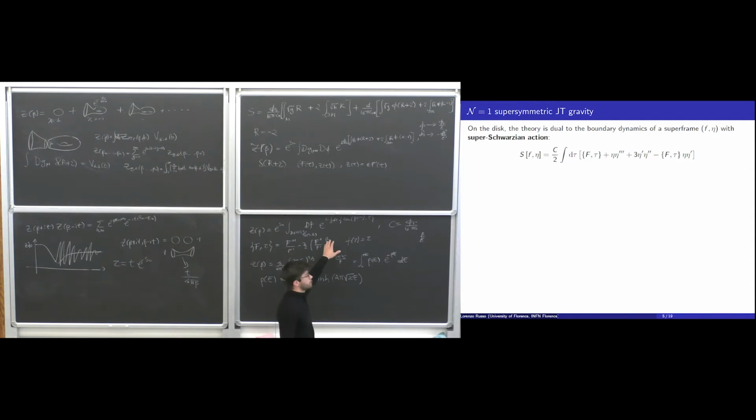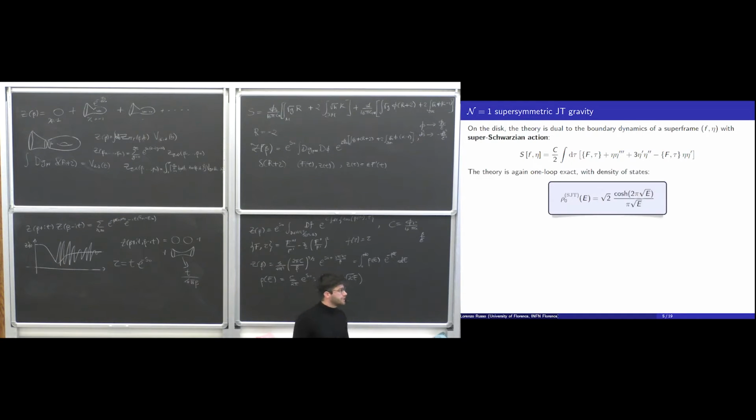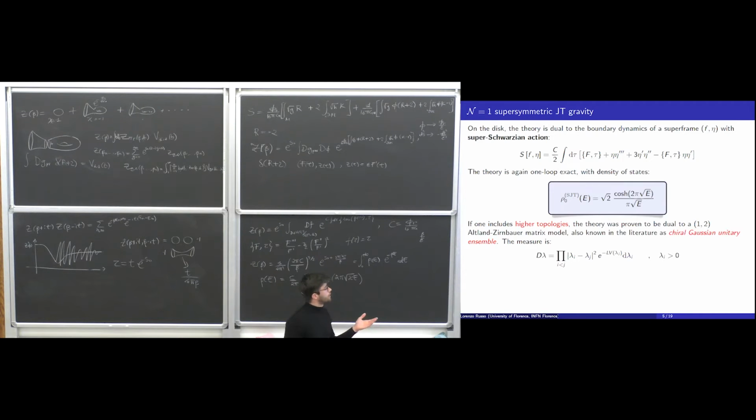Instead of this version, you have your supersymmetric generalization, and the spectral density of the theory you can still compute because the partition function is one loop exact, and you get this expression, which is again continuous, but now you know what you should do. You should add higher topologies to explain in a holographic context what we are learning. And once again, what you discover is that you have some sort of duality to a random matrix theory. This one is called the chiral Gaussian unitary matrix model, which is basically a unitary matrix model like the one I presented before, but with the constraint of eigenvalues being positive because of supersymmetry.